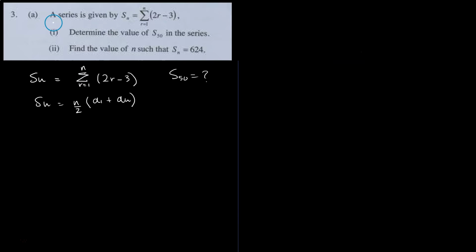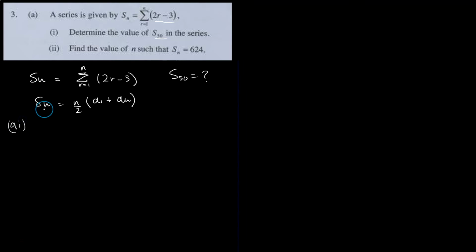Okay, so part A, we're told the series is given by Sn, the sum of the series, as in the sum of 2r minus 3. We have to determine the value of S50 in the series and then find the value of n when Sn is 624. So let's just do A(i).